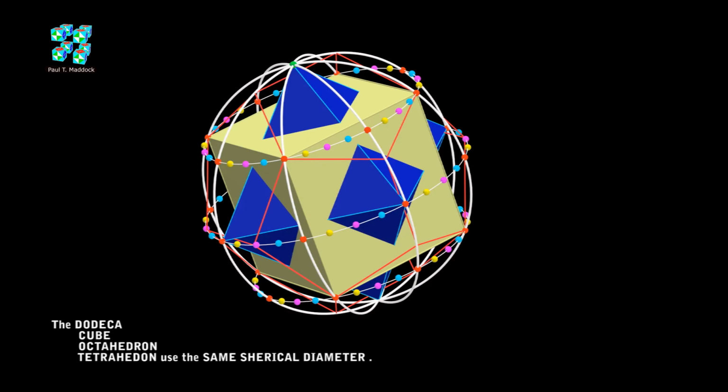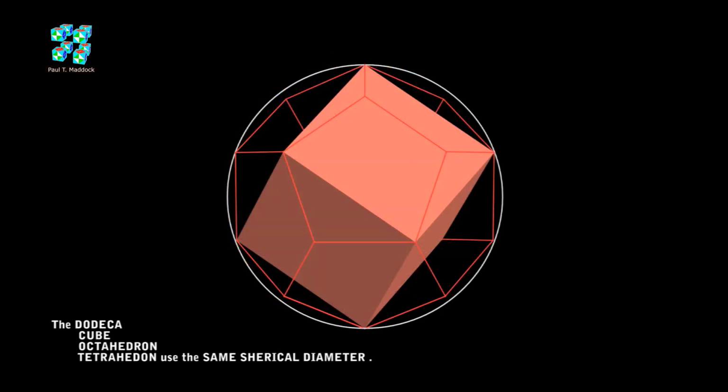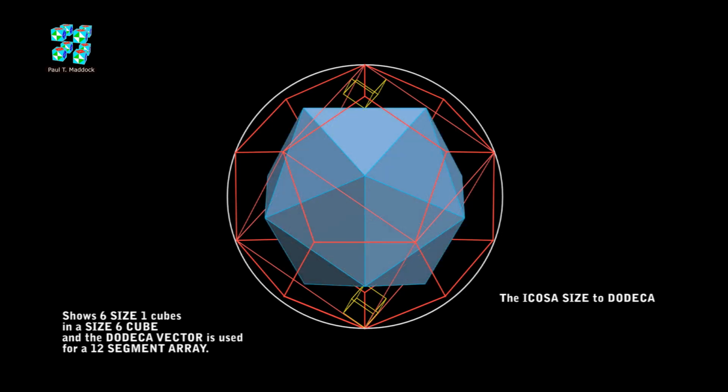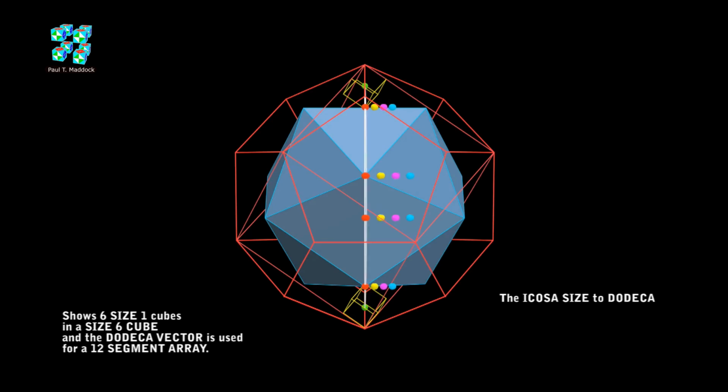So now I'm going to focus on the geometry of the icosa. So now we'll start with the cube in the dodeca. And now I'm just going to show the outline of that size 6 cube. And I'm also showing 6 yellow cubes. These are size 1. So now I'll bring in the size 6 icosa. And now you can see the difference in size in the geometry of the icosa and the dodeca.